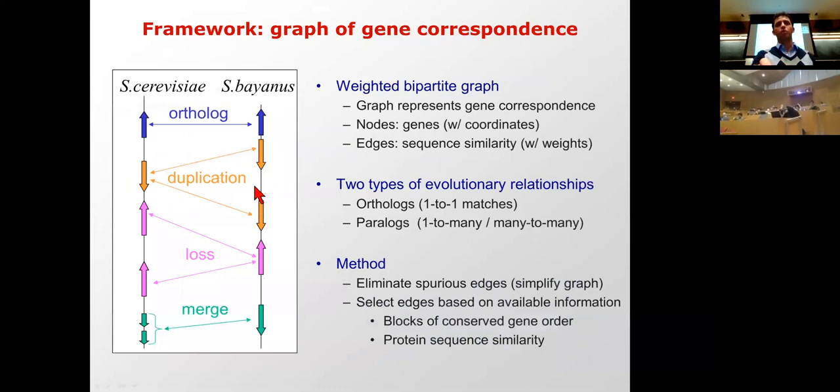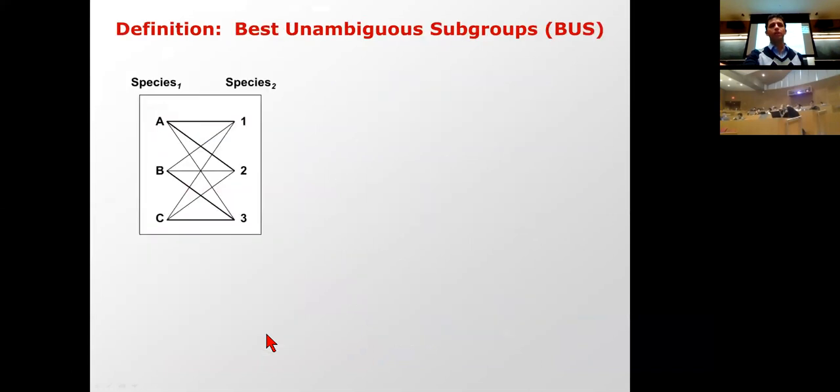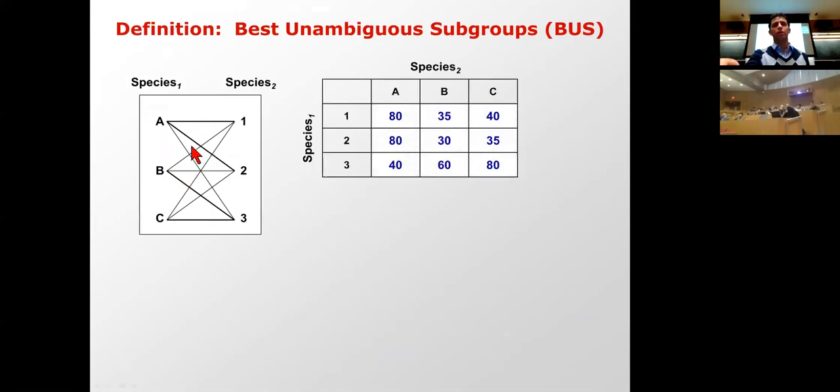And even though they're paralogs to each other, they're both orthologs to this one gene here. And similarly, loss or merging and so on. But then the idea is that what you'd like to start with is the bidirectional similarity between all of the genes in one species and the genes in the other species. So for example, this might be your pairwise similarity score. These guys might be 80% identical. These guys might be 60% identical, and so on. So how do you resolve the correspondence here?